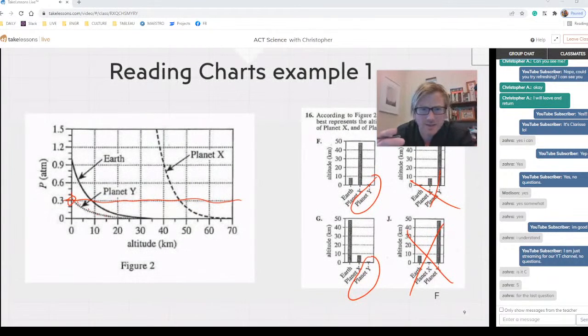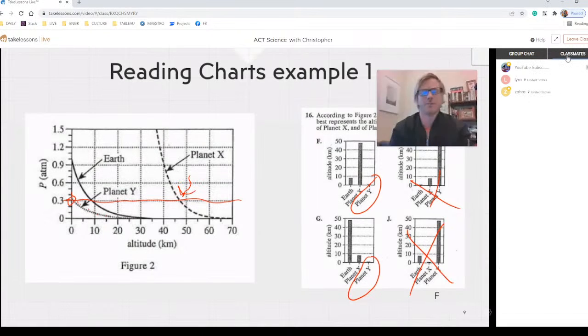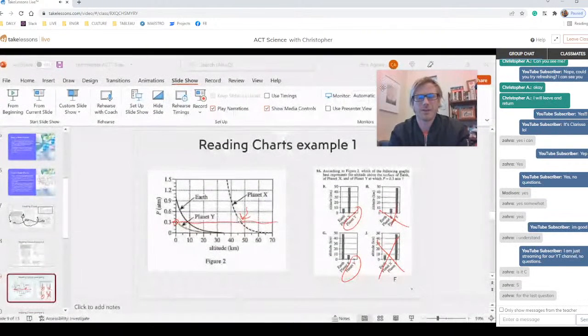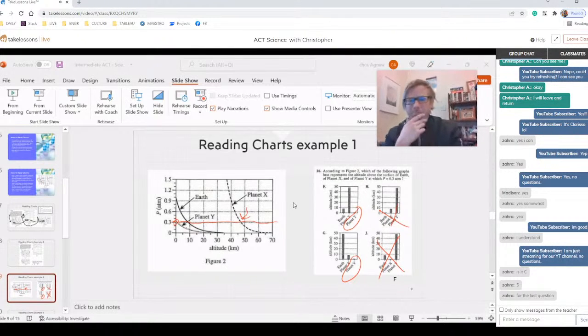Planet X. What value does planet X seem to have at a pressure of 0.3? Can anybody tell me? Not going to try to give you the answer, but I might just put a little arrow there. Not a good drawer, so my apologies for that. But can anybody, Zara in particular, since you've been such a good participant, do you have any idea what I might be pointing at here?